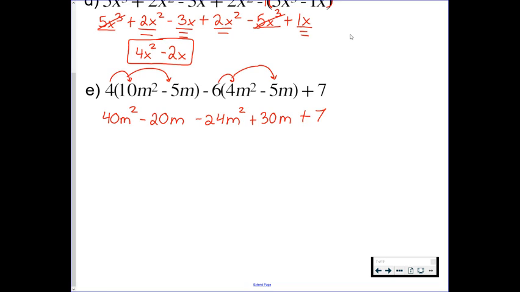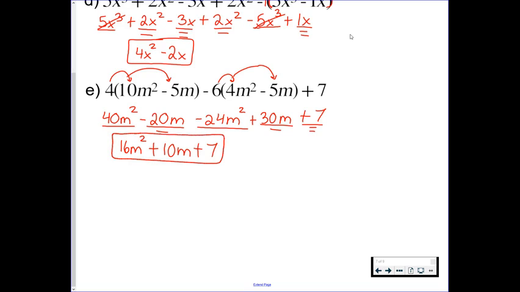All right, now that parentheses are gone, I'm going to combine like terms together. 40m squared minus 24m squared is 16m squared. Negative 20m plus 30m is positive 10m. And last is plus 7. Since this doesn't have anything to combine with itself, I'm just going to keep that plus 7 at the end. So that's the purpose of the distributive property, is to get rid of parentheses so that you can simplify your expression.